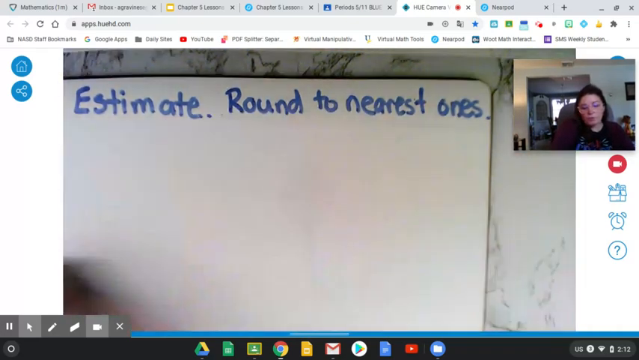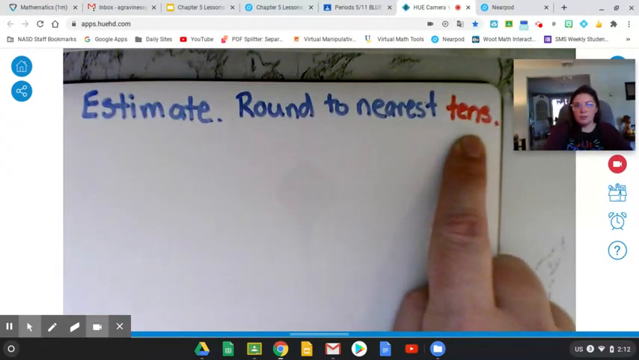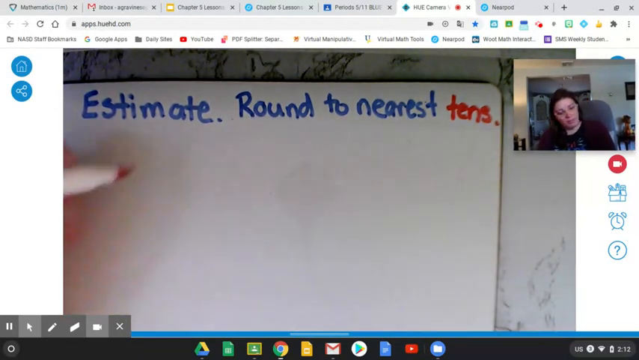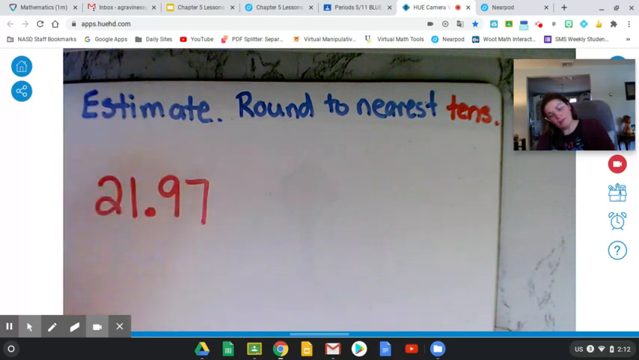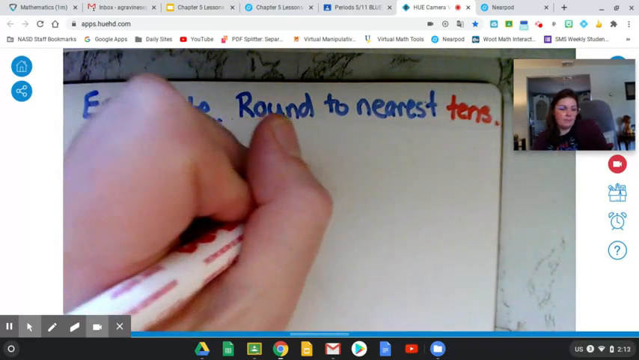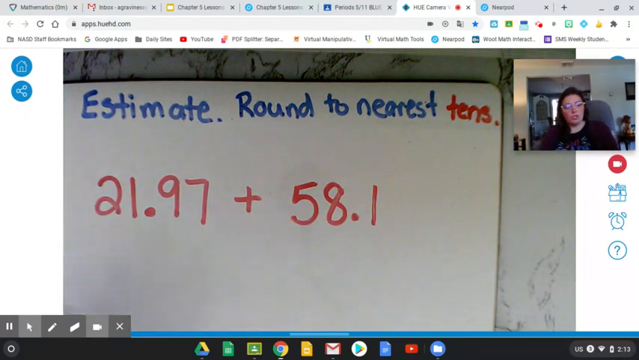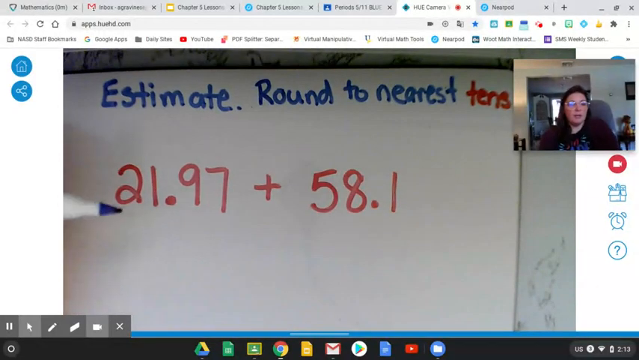I'm going to change the rounding rule now to the tens place. It's tens, not tenths. So now we are rounding to the tens place. For example, we might have something such as 21.97 plus 58.1. And we just want an estimate. We're rounding to the tens place, not the ones place. The tens place is the 2 in front of your decimal point, or the second digit on the left of your decimal point. This is the ones, this is the tens.